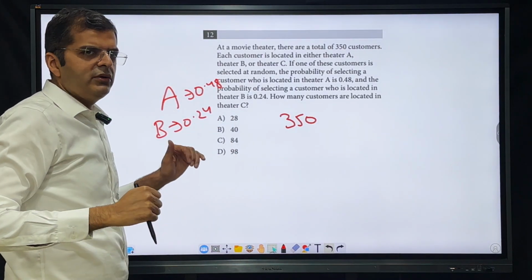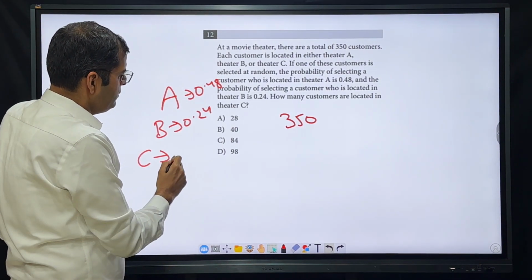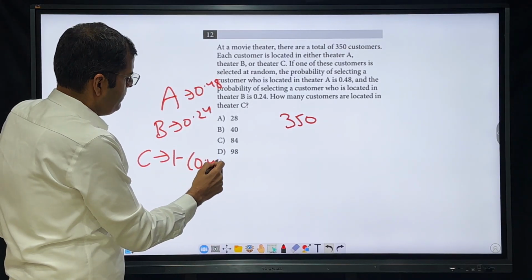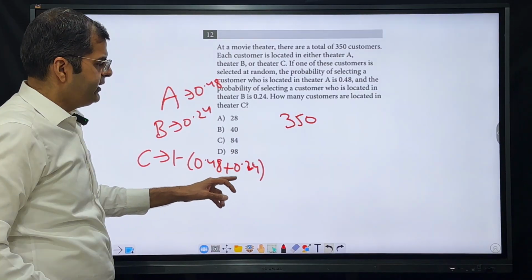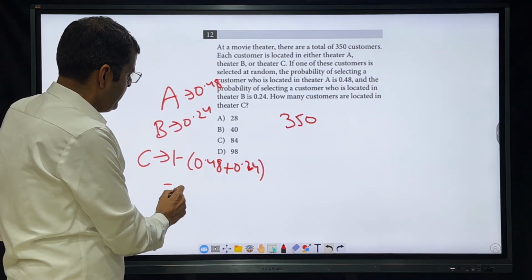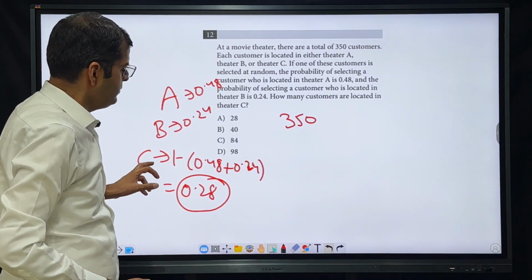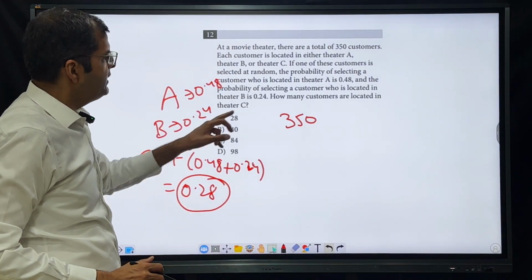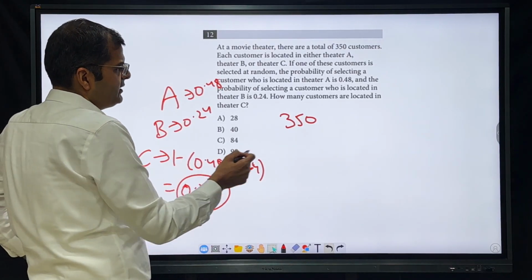So, the customer is located either in A, B, or C. So, the probability for the customer to be in C will be 1 minus (0.48 plus 0.24). So, 0.48 plus 0.24 is 0.72. 1 minus that is 0.28. So, the probability for the customer to be in theater C is 0.28. There are a total of 350 customers. So, how many customers are located in theater C?